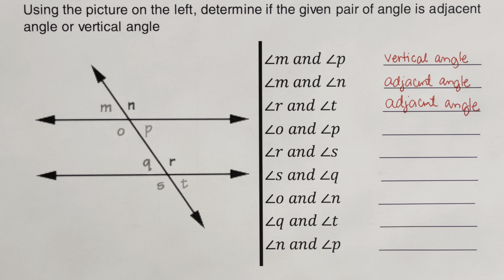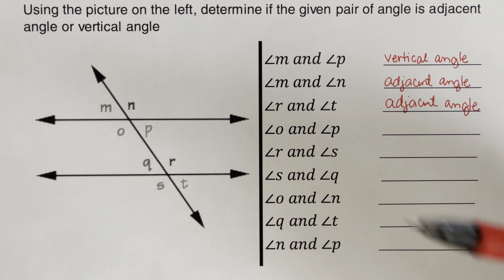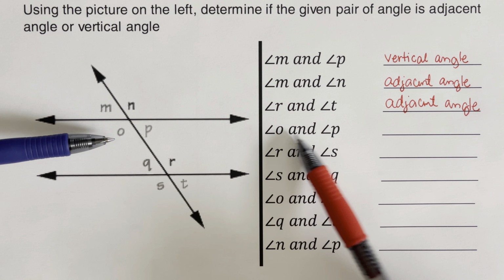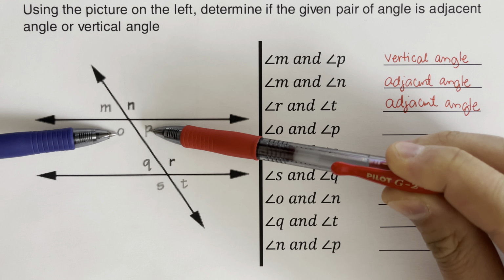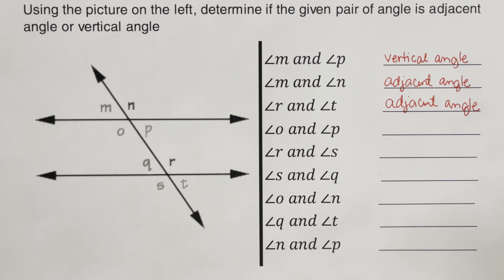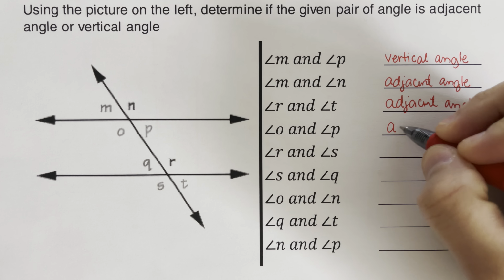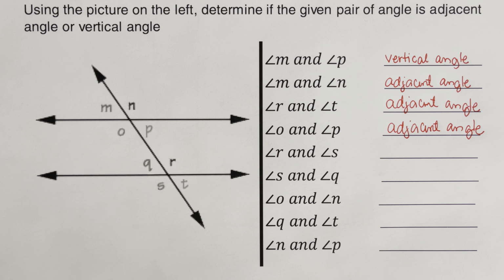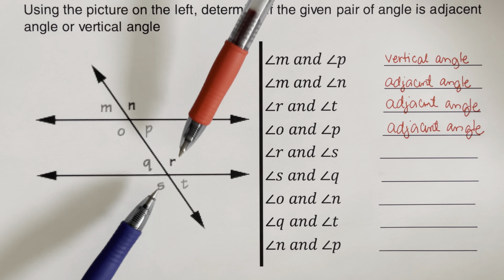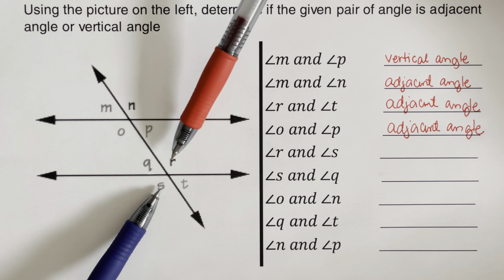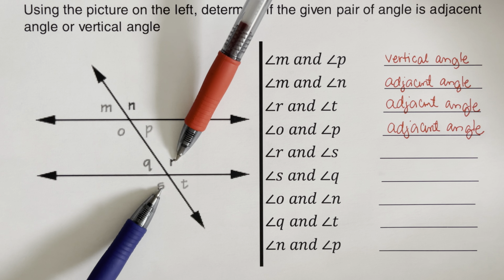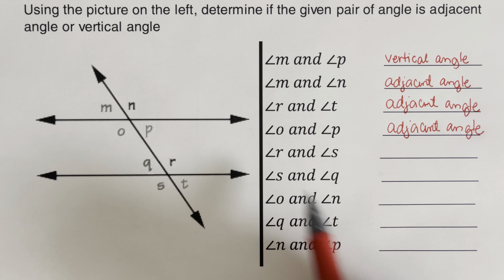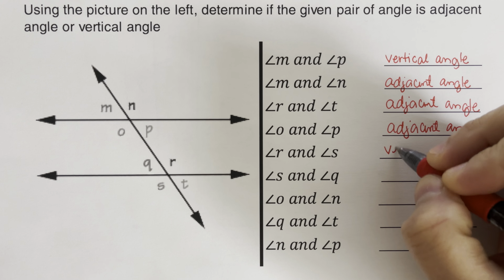Okay, so we go over the problem here. Angles O and P are next to each other. That's what we're looking at. O and P are next to each other, so this is adjacent angles. R and S are across from each other, so this pair of angles are vertical angles.